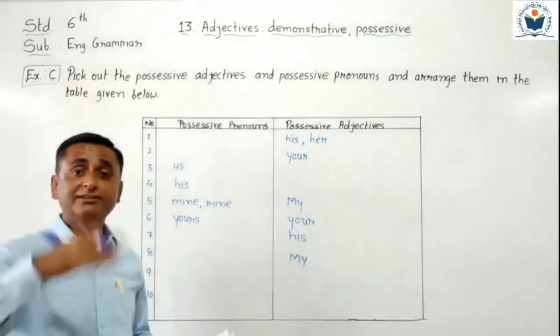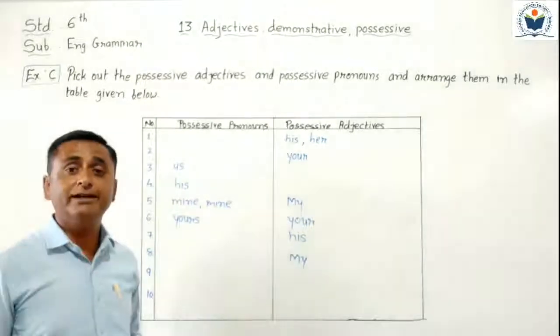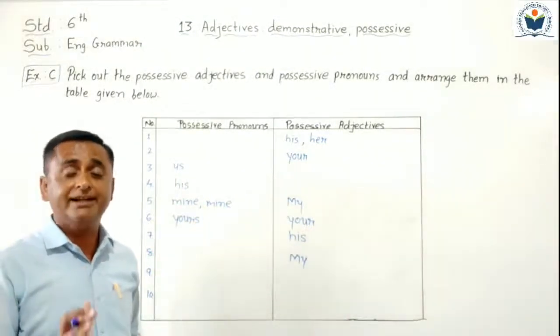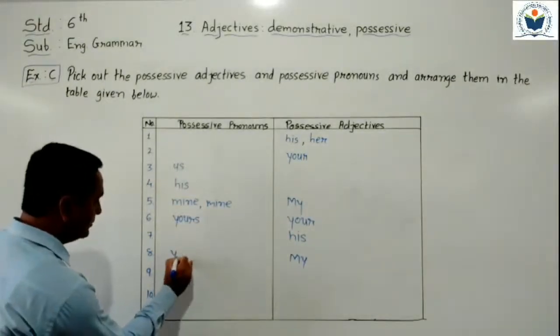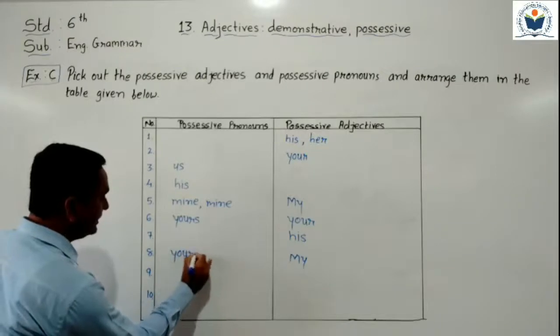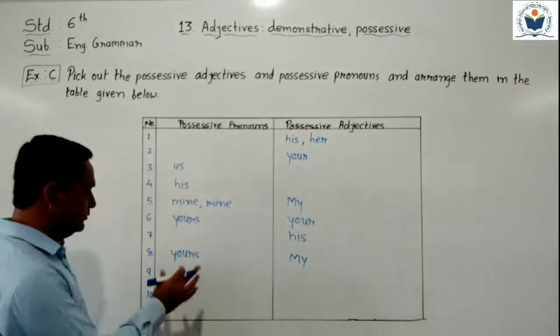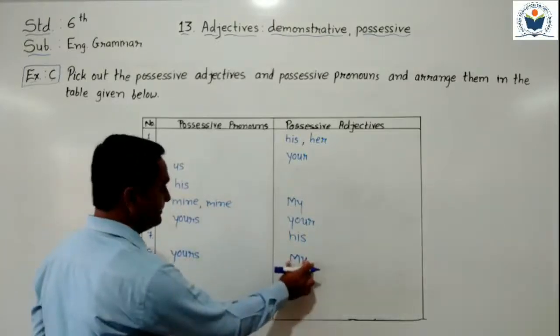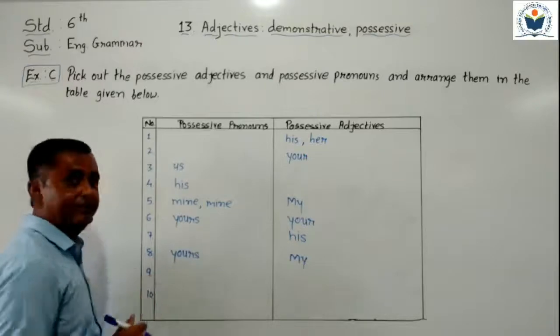After that, the last word yours is given. Yours does not follow any noun. We can say that yours is used here as a possessive pronoun. So in 8th number, yours is considered a possessive pronoun. So in the 8th number sentence, two words we find, my and yours. My is a possessive adjective and yours is a possessive pronoun here.